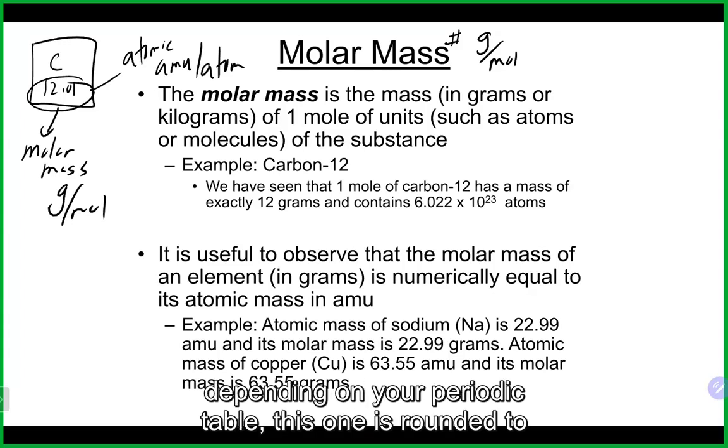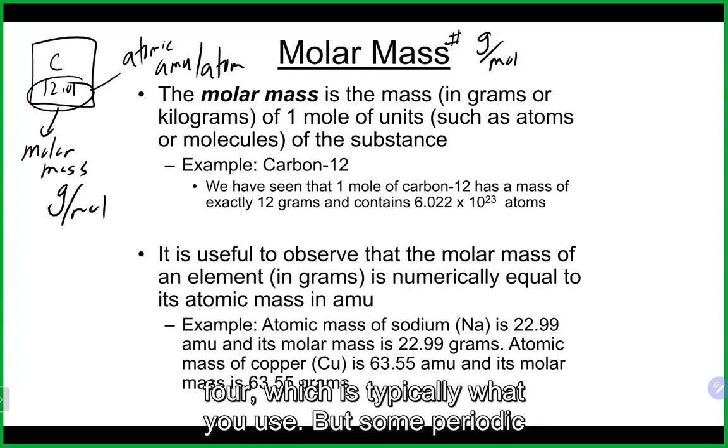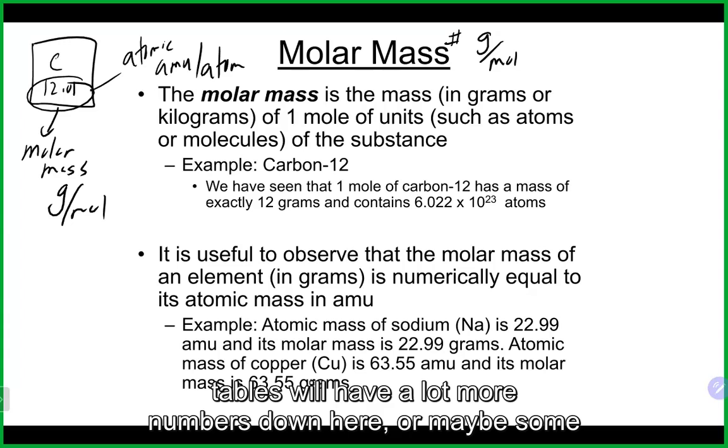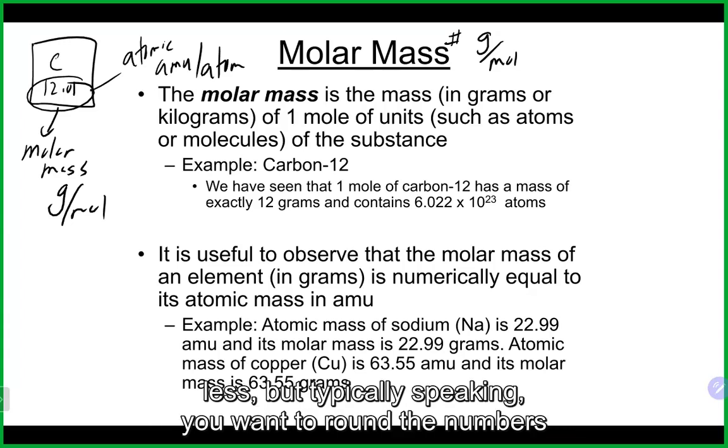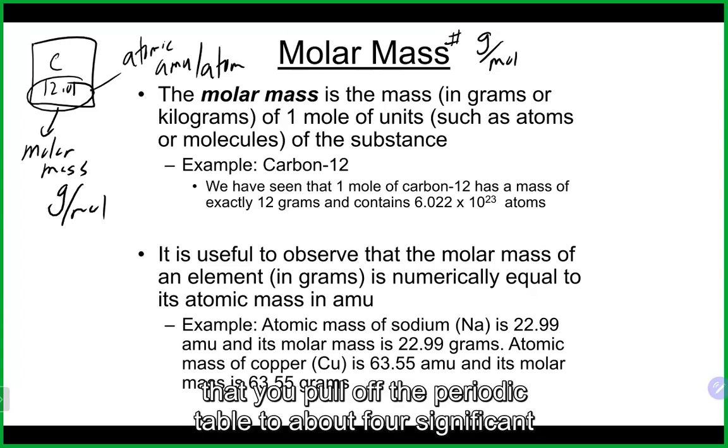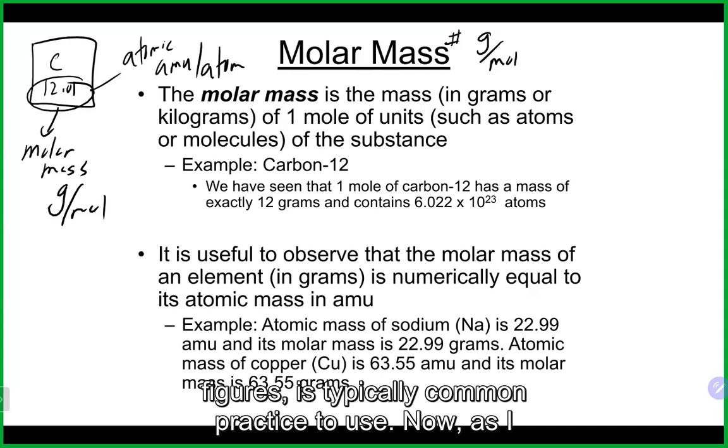So depending on your periodic table, this one is rounded to 4, which is typically what you use. But some periodic tables will have a lot more numbers down here, or maybe some less. But typically speaking, you want to round the numbers that you pull off the periodic table to about 4 significant figures, which is typically common practice to use.